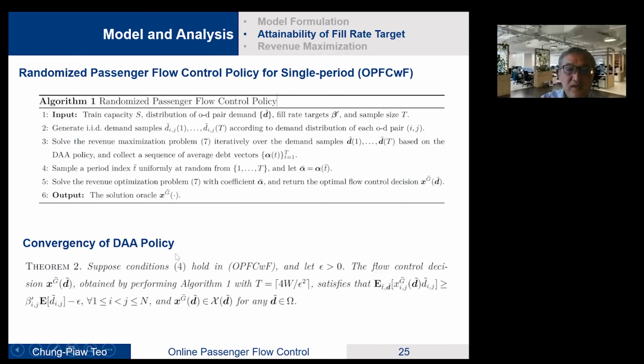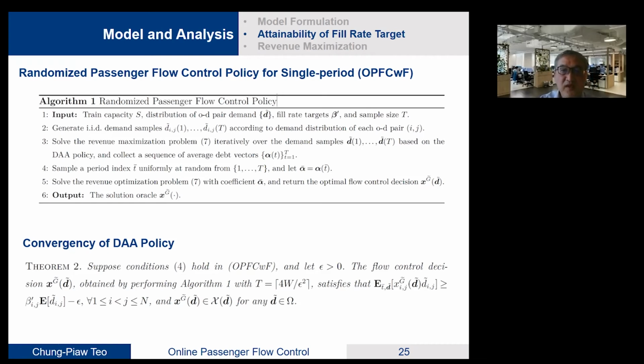You can show that essentially you get the desired performance, the expected performance, using this kind of online allocation policy. It ensures that if your T is big enough, so if you run the offline simulation long enough, you can use the alpha chosen this way in an online setting so that the performance is at least within epsilon of your desired performance target.